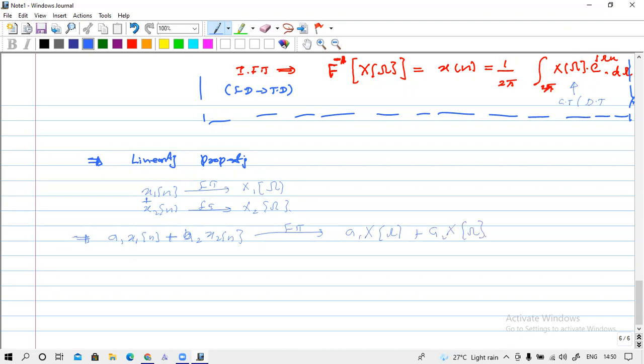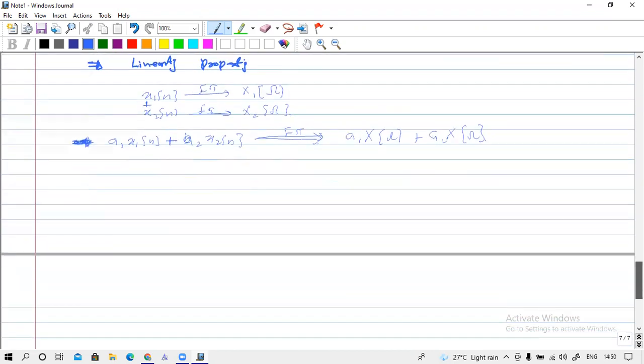You should remember this. You already know this property. This is the linearity property. The other property I want to discuss is the time shifting property.